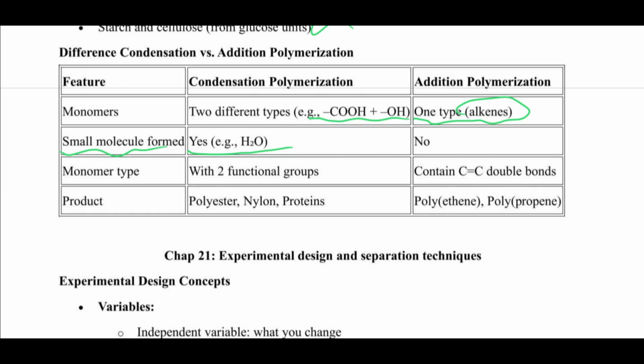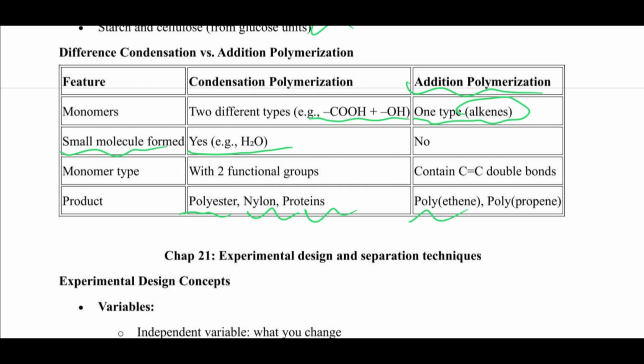But what about the monomer type for addition polymerization? You just need a carbon-carbon double bond. Any monomer that has a carbon-carbon double bond, or belongs to the alkene group, can do addition polymerization. Let's see now the product. Some examples of condensation polymerization are polyester, nylon, and proteins, whereas the products of addition polymerization are polyethylene, polypropylene, polybutene. Okay, it depends.